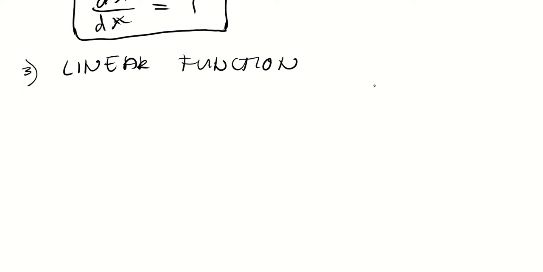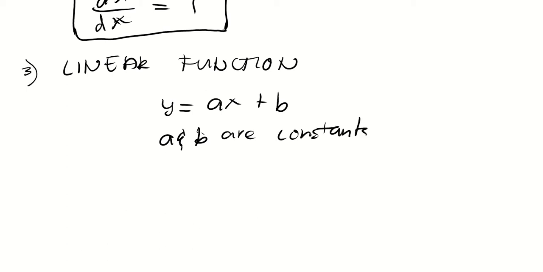So it can be any in the form of slope-intercept form. If you remember slope-intercept form, y equals mx plus b. Or let's just use ax plus b, where a and b are constants, or real numbers.